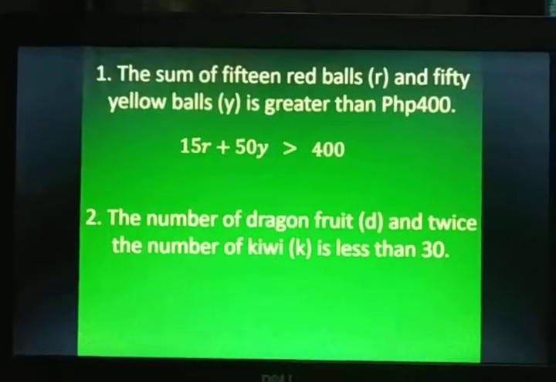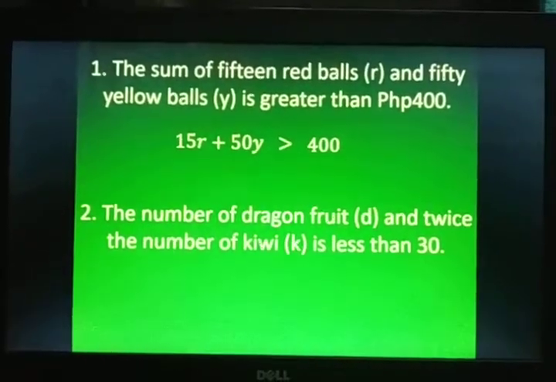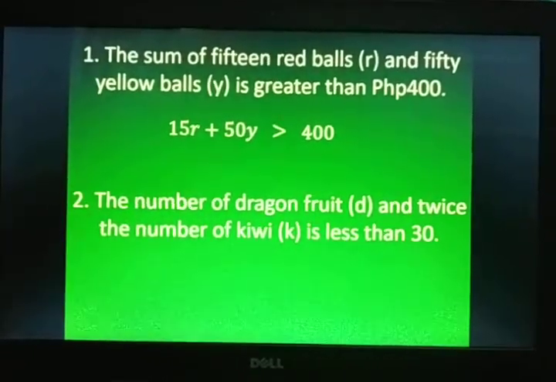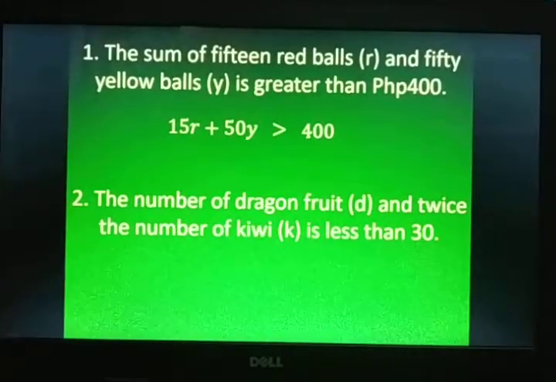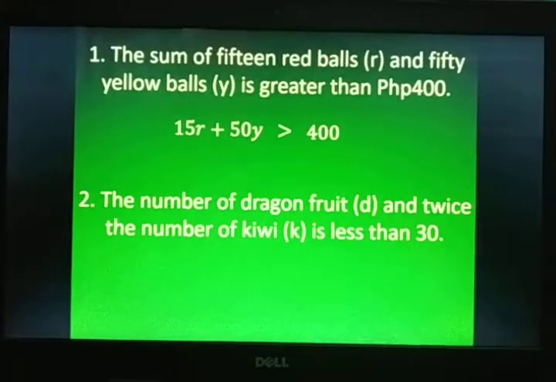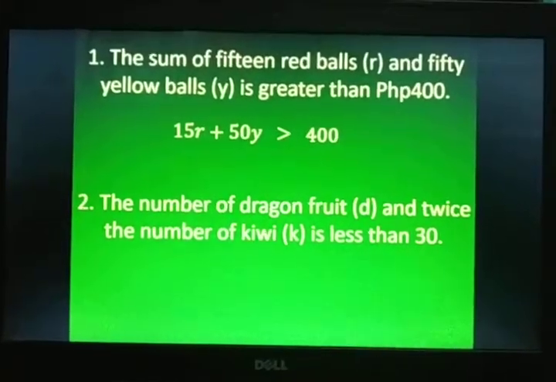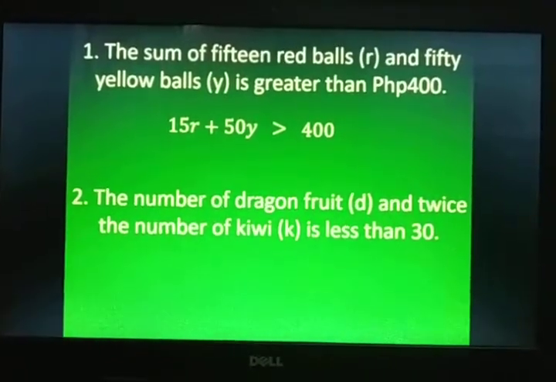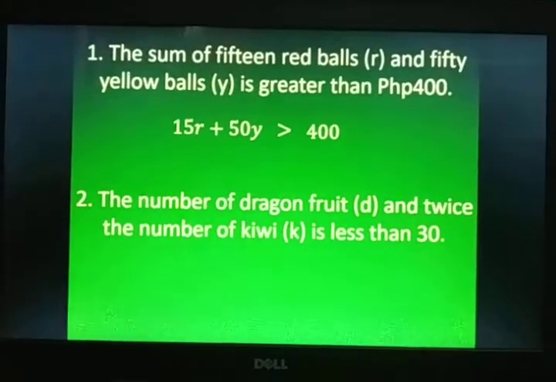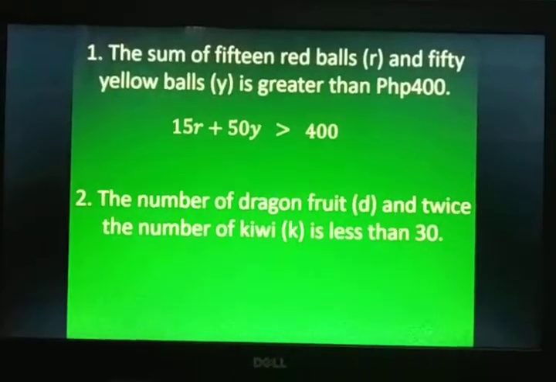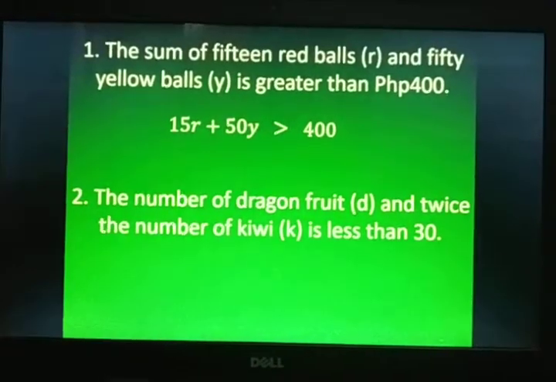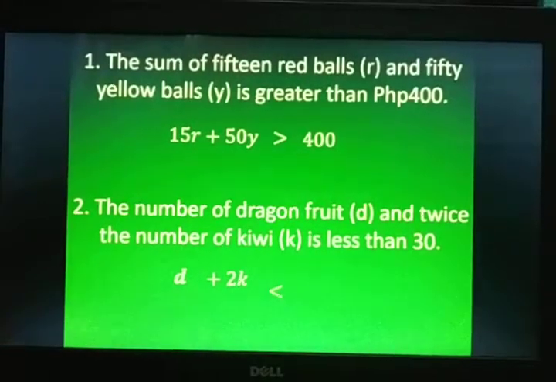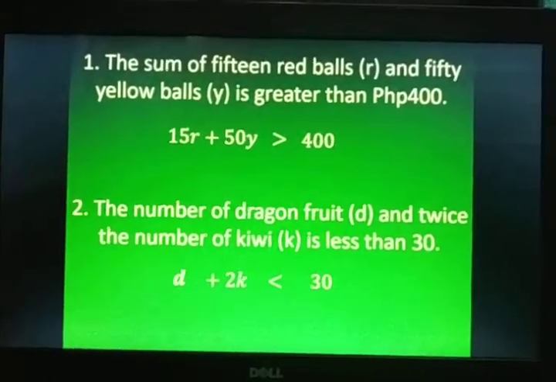The number of dragon fruit, D, and twice the number of kiwi, K, is less than 30. So let us represent D for dragon fruit and K for kiwi. And so we have the inequality less than because of the words is less than. So number of dragon fruit, D, only one, D. The word and tells us to add it with twice the number of kiwi, so 2 times K. So that's D plus 2K is less than 30. Next, let's have another one.